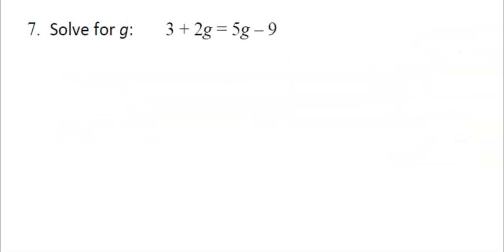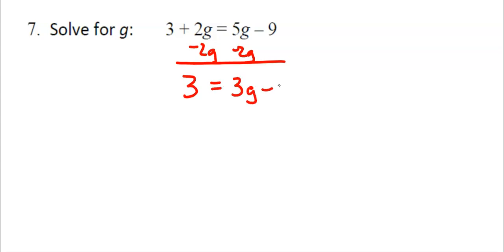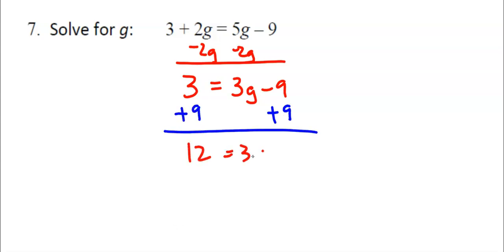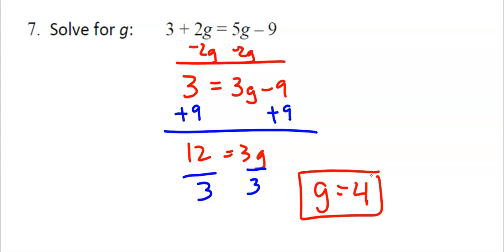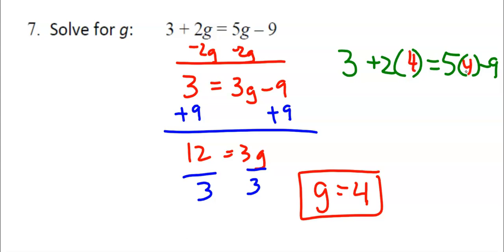Question number 7. Solve for g. So I need to get these g's on the same side. So I'm going to use my inverse operations. I'm going to add 9 to both sides. And then I'm going to divide both sides by 3. Final answer is 4. Don't forget to do a check step. A check step is when you rewrite the original equation, but instead of writing the variable, you write the answer that you found. And if the left and right sides are equivalent, then you know it checks out.